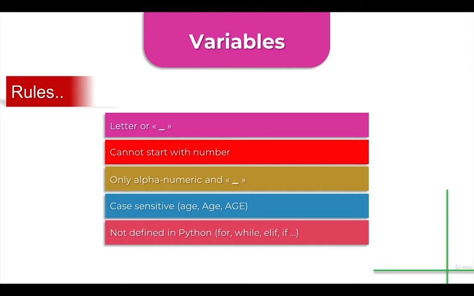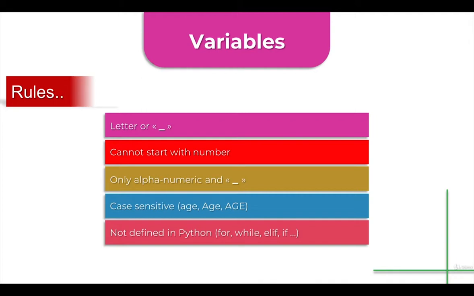Variable names are case sensitive. Age is not the same as age and, of course, age. So these are three different variables. A variable name can't be a keyword defined in Python, which is for, while, elif, if.